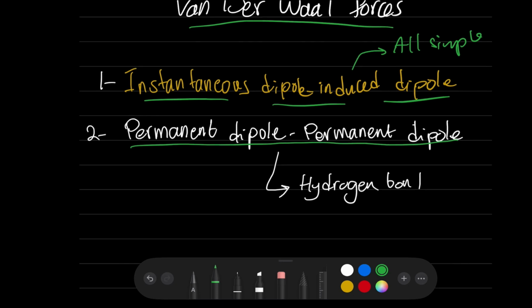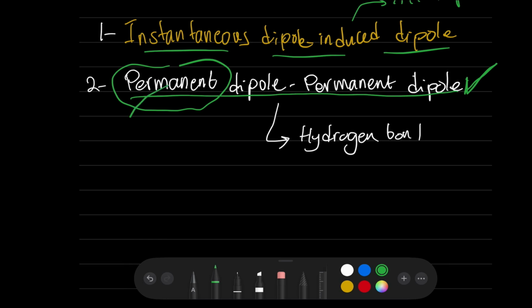Let's start with a permanent dipole. From its concept, permanent means something eternal. So what is that? Before we start, you have to keep in mind that this certain type of van der Waals forces is present in polar molecules only. If you have a polar molecule, then it contains permanent dipole in addition to the instantaneous dipole.